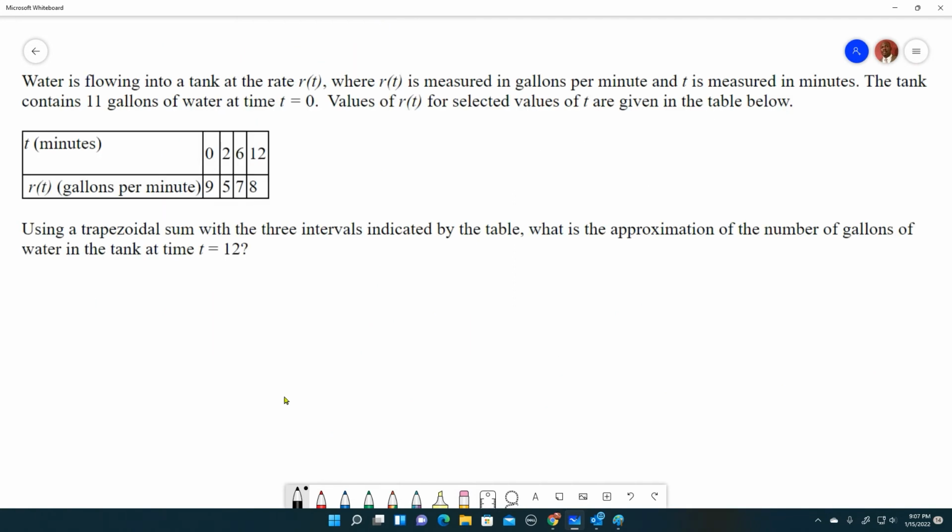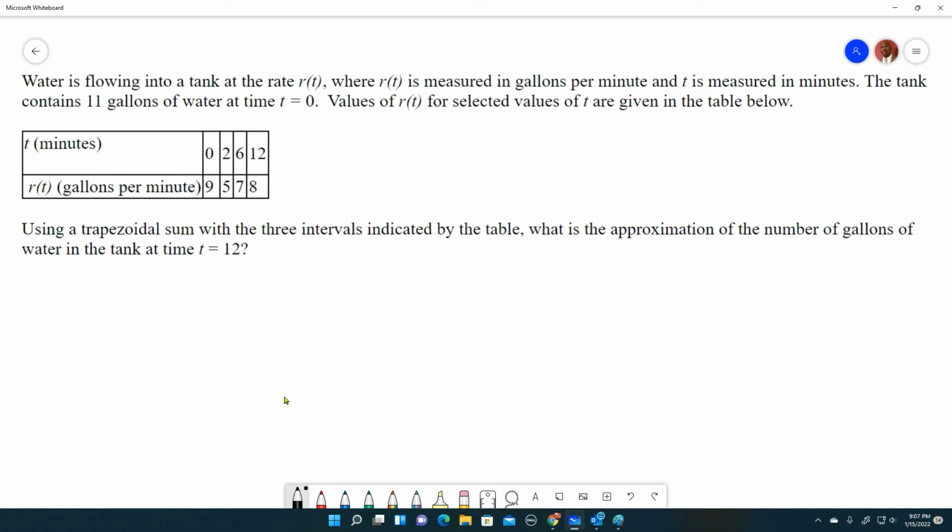Here's the problem at hand. Let me read it. Water is flowing into a tank at a rate r of t, where r of t is measured in gallons per minute and t is measured in minutes. The tank contains 11 gallons of water at time t equals 0. Values of r of t for selected values of t are given in the table below. Using a trapezoidal sum with the 3 subintervals indicated by the table, what is the approximation of the number of gallons of water in the tank at time t equals 0?